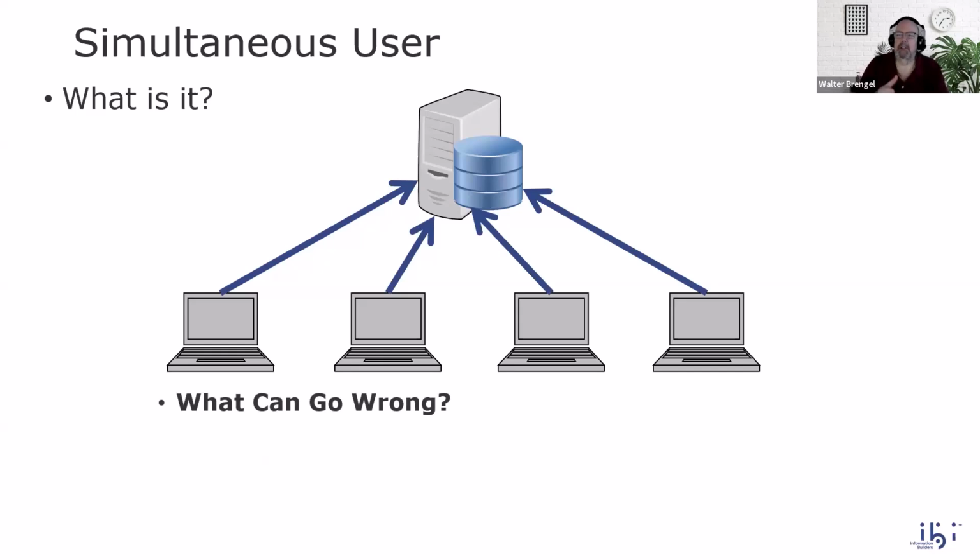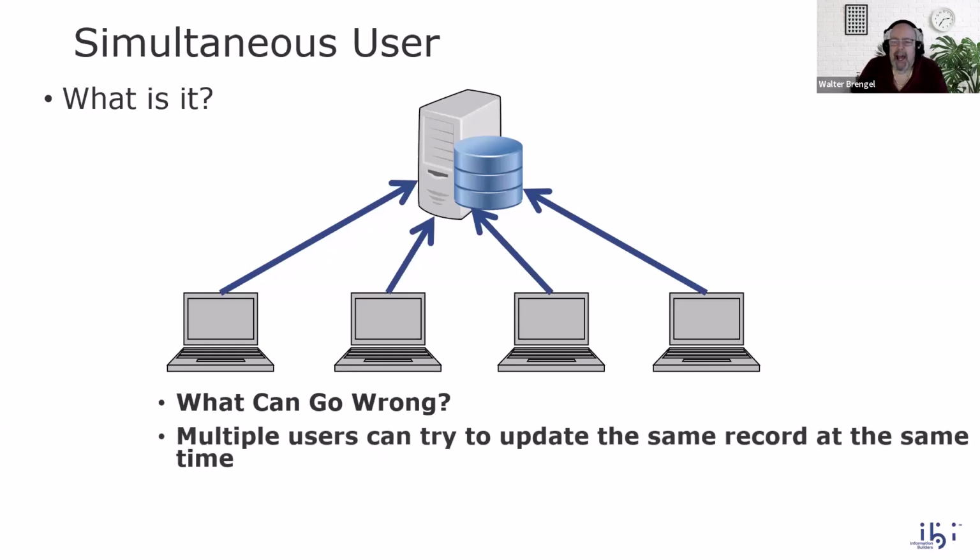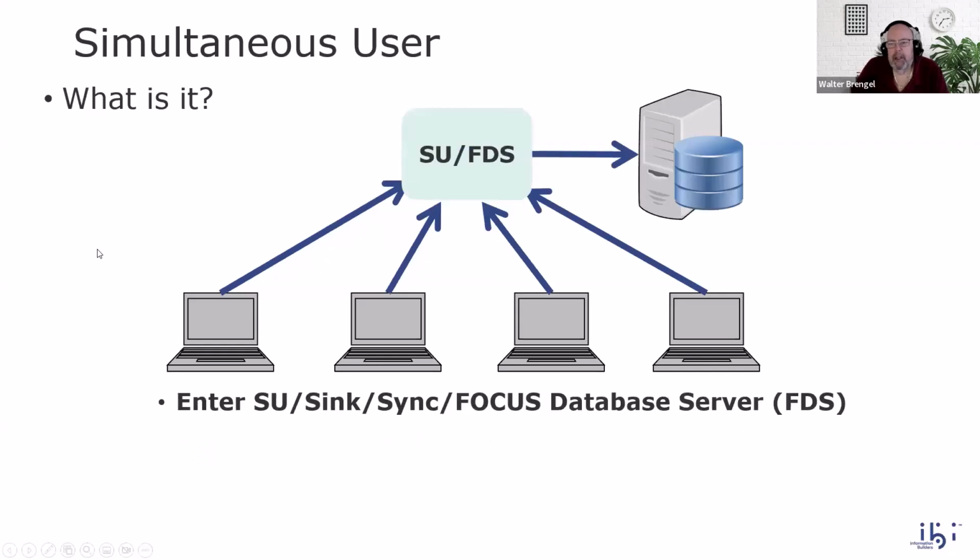So simultaneous usage, the SU. So what is it? It's basically a traffic cop. If you have multiple users trying to access databases at the same time, specifically Focus databases, but you can use the SU for pretty much anything as long as you have a master. So if you have multiple users trying to access the same database and you want to make sure that one person isn't updating or two people aren't updating the same record at the same time, that's where the SU comes in.